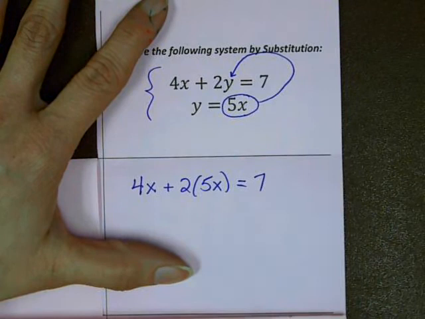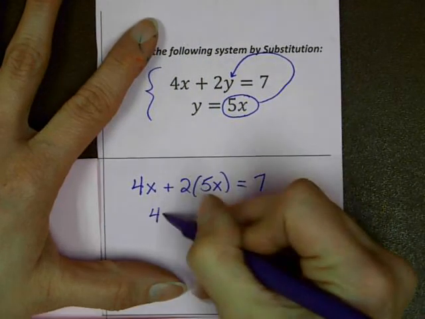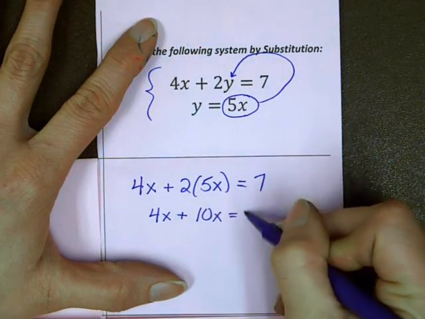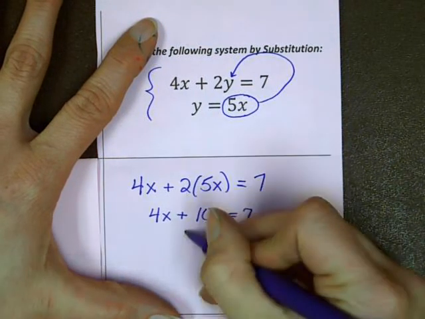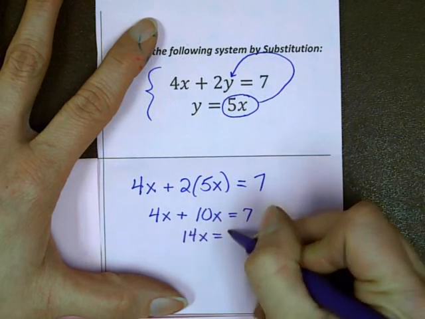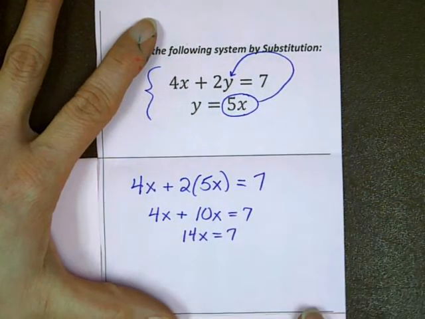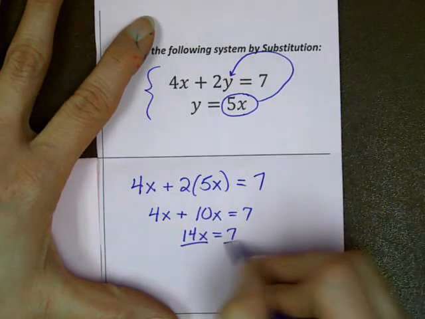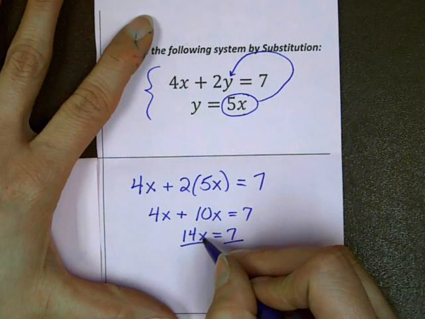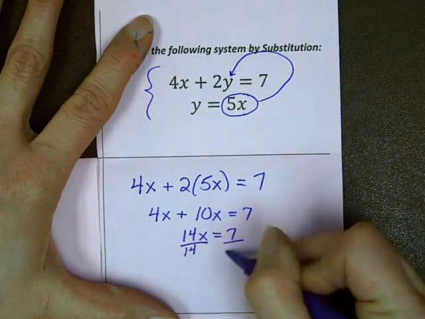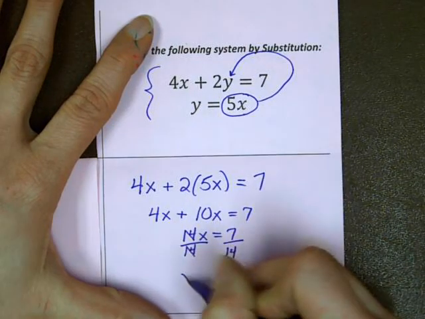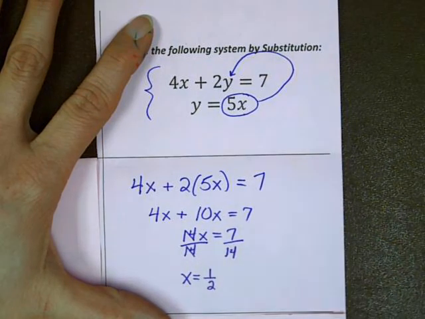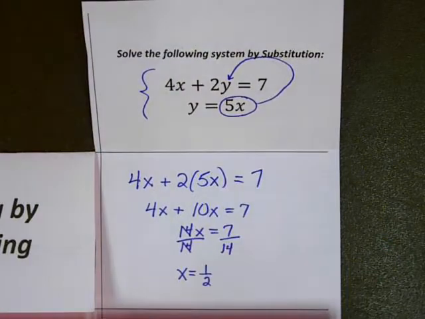Okay, now it's time to show us some algebra skills. 4x plus, this is 10x equals 7. 14x equals 7. Let's be very careful here. Okay, I'm hearing some people say 2. If I divide to isolate x, to get x alone, I have to divide both sides by 14. Okay, x is equal to 1/2. Okay, now you're only halfway done.